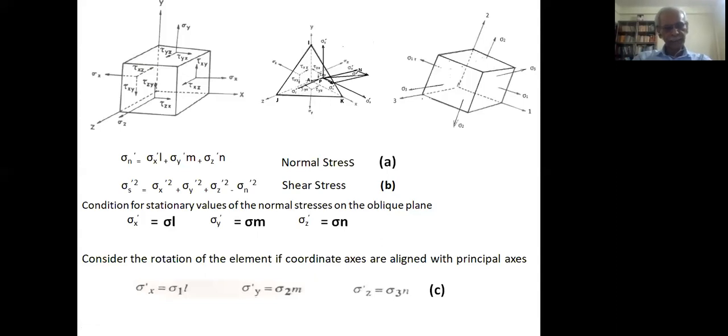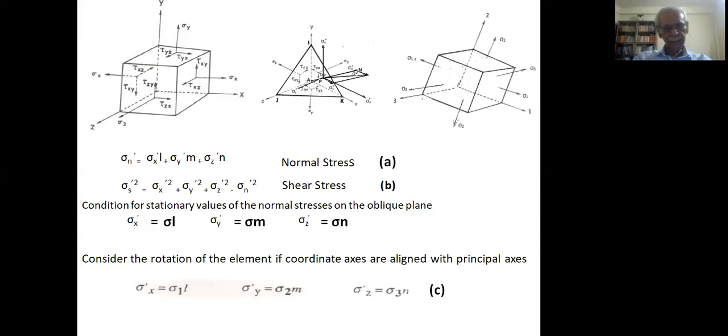Now when we rotate this and find out the principal axis, then if we align the coordinate axis with the principal axis, we can replace this sigma with sigma 1, sigma 2, and sigma 3, because this is no more unknown, because we have rotated the inclined plane or the cube in such a way that there is no shear stress and only principal stresses are there on the faces. So equation C tells you that sigma x dash can be written as sigma 1L, sigma y dash can be written as sigma 2m, sigma z dash can be written as sigma 3n, only when we align the coordinate axis with the principal axis.